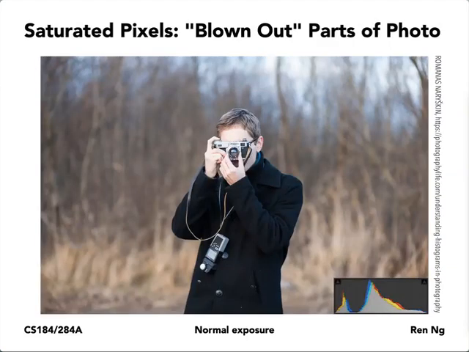Okay, what does saturation look like in photos? It's something we've all seen in our photography. It corresponds to parts of the picture that are blown out, saturated, maxed out. They look very white, as if there's been too much light there. Okay, so for example, here's a picture at normal exposure.